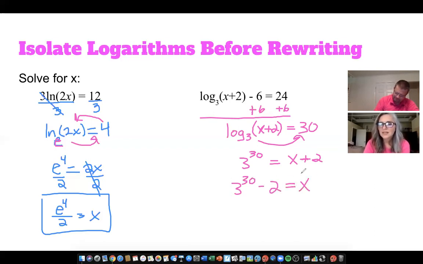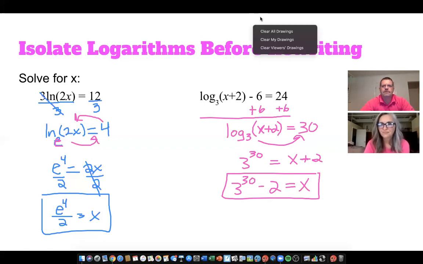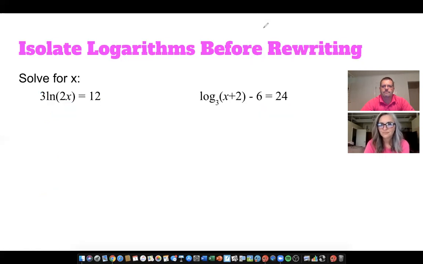The awesome thing about getting into a college math class is the way your answer is written, we don't really care about. We just want it to be right. Agreed. All right, moving on.